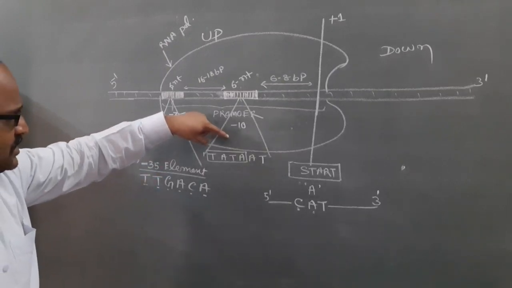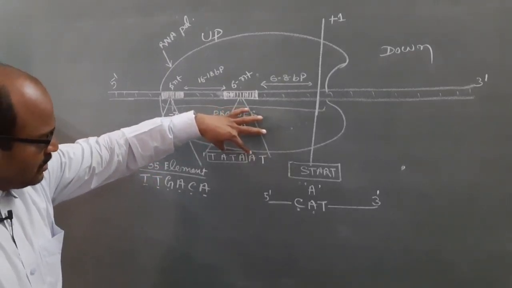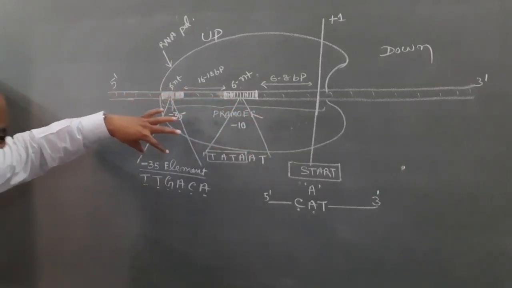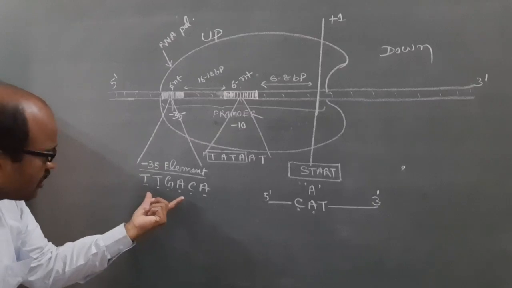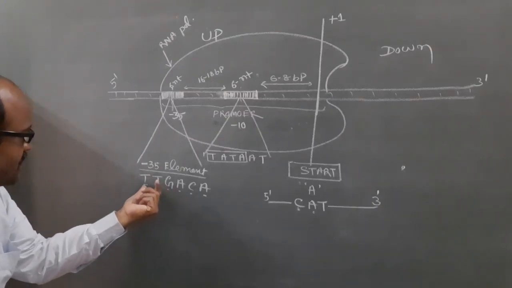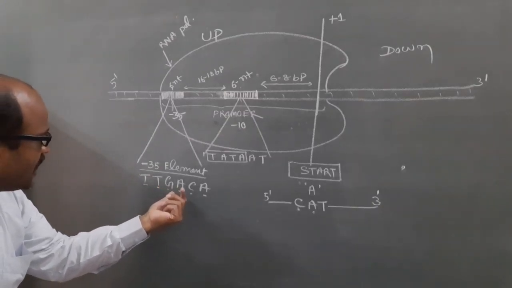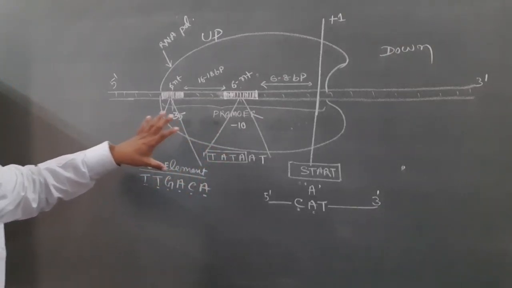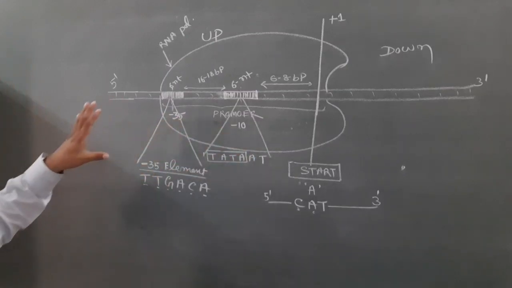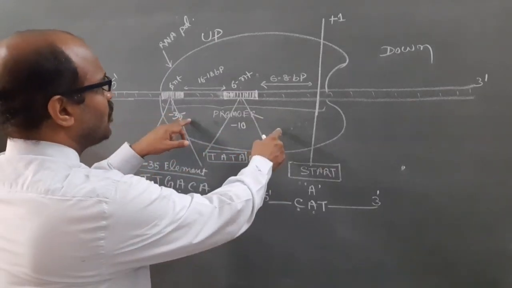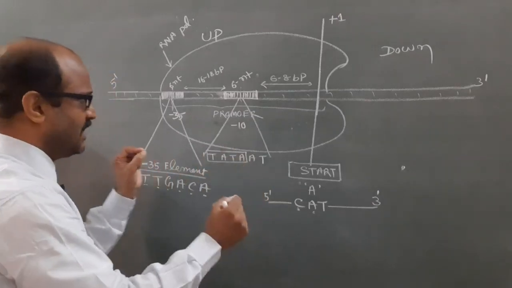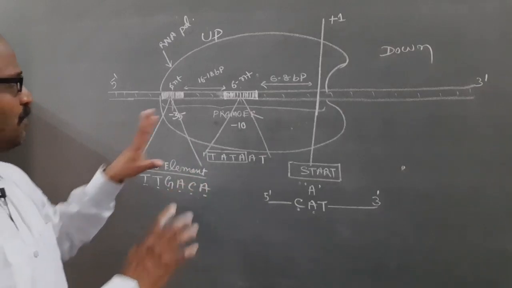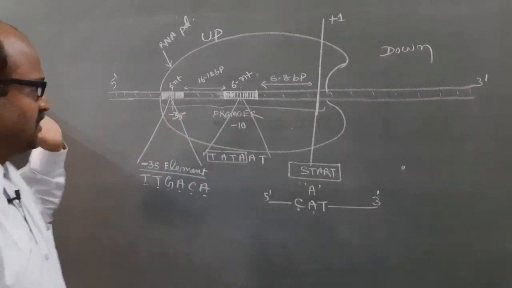So at the TATA box region, this is one consensus sequence, TATAAT, and here at the -35 element there is another consensus sequence, TTGACA. So these are the two consensus sequences, the two hexameric regions present in the promoter of prokaryotes. That's why these three are the elements of the promoter in prokaryotes.